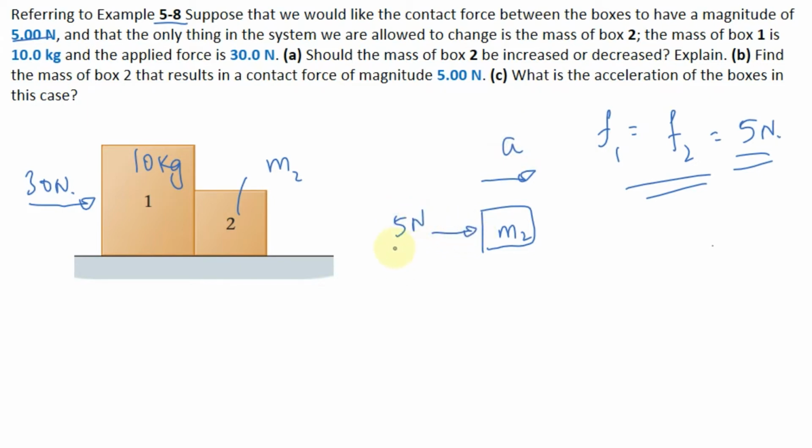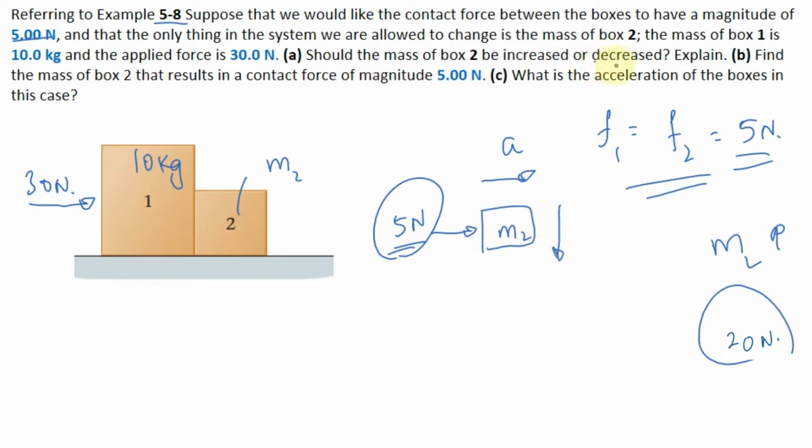So here we see that this contact force is responsible for accelerating this mass m2, and if we increase this mass m2, then the force required will also be increased. But actually the contact force that we calculated in the example was 20 Newton. So this contact force is reduced to 5 Newton. Thus this mass should also be reduced. Thus we can say that it should be decreased. So for the A part, the answer is that mass m2 should be decreased.